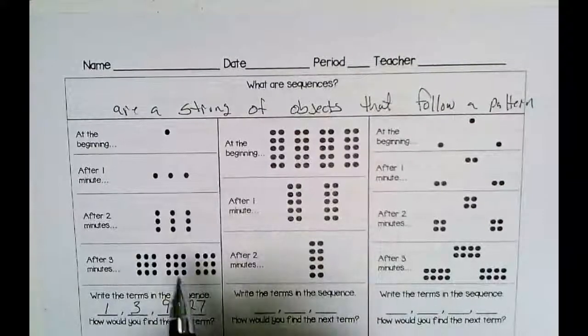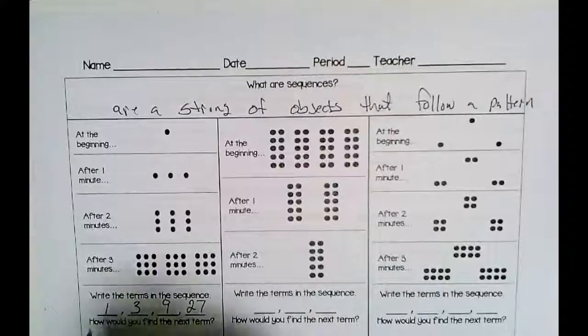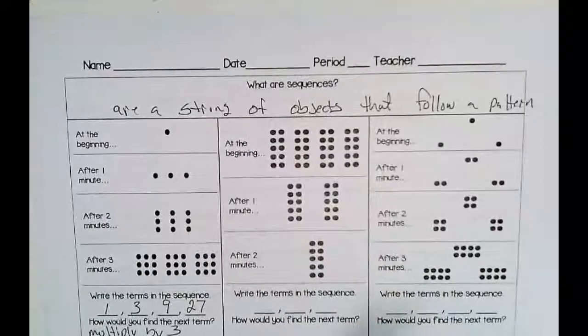So just like we did with arithmetic, we need to find the change. So I look 1 to 3, what did I do? Well, I added 2, or I multiplied by 3. So let's test my theory. If I add 2 to 3, do I get 9? No, but if I multiply that, I do. Okay, same thing if I go 9 to 27. So how would you find the next term? Multiply by 3.